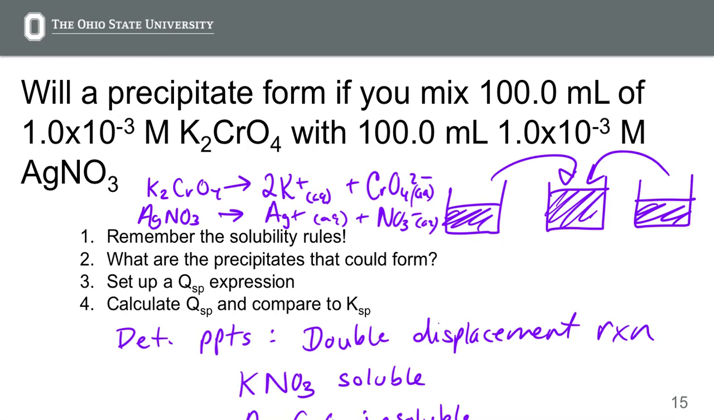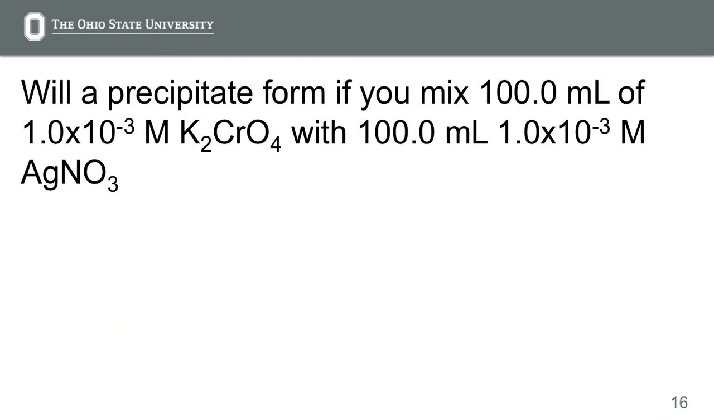In order to solve that, we're going to set up a Q expression, just like K. We're going to do QSP, and we're going to compare that to KSP. Just like we did in our equilibrium chapter, compare Q to K to see if we're reactant favored or product favored, or see if we need to go towards the reactants or products in order to reach equilibrium. So let's start with the problem again. Same problem. Will we form Ag2CrO4?